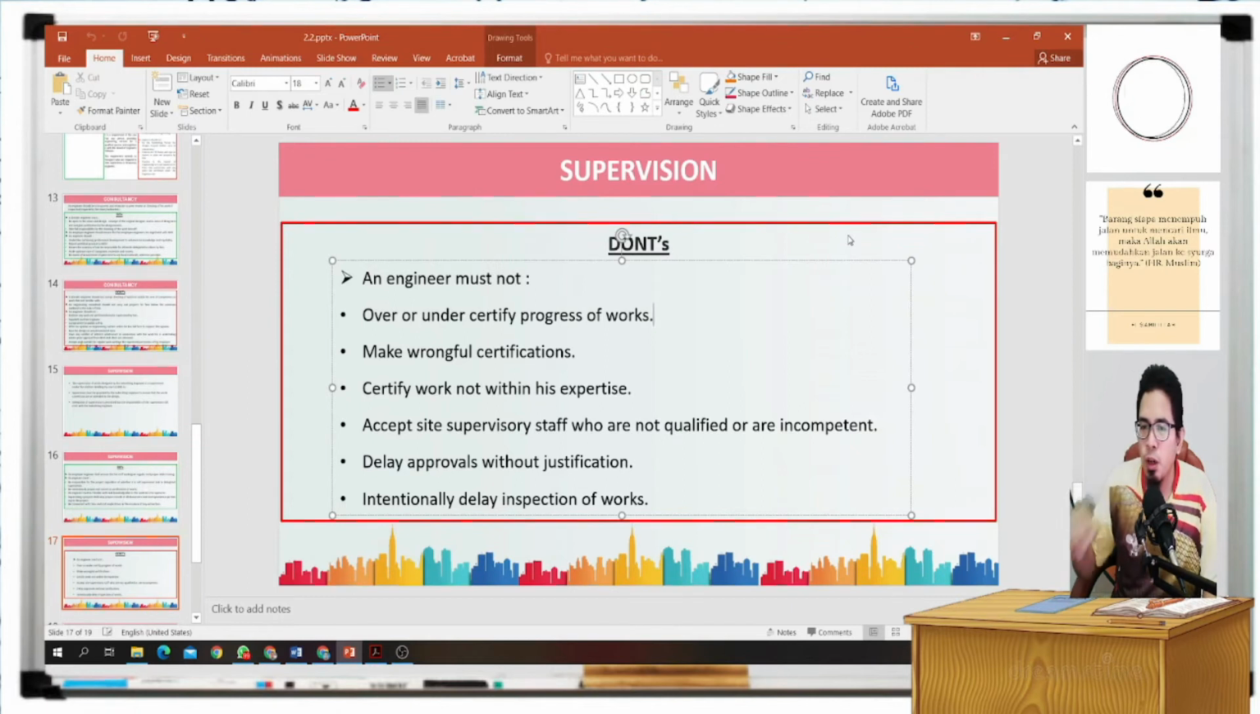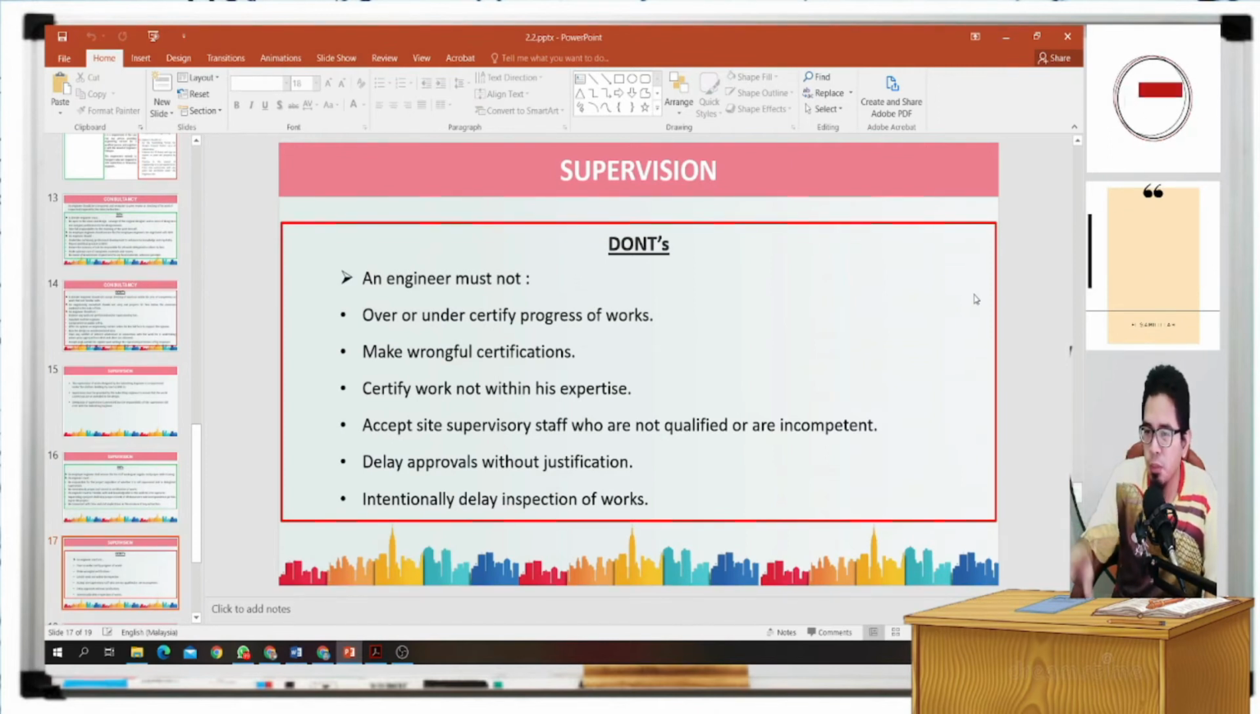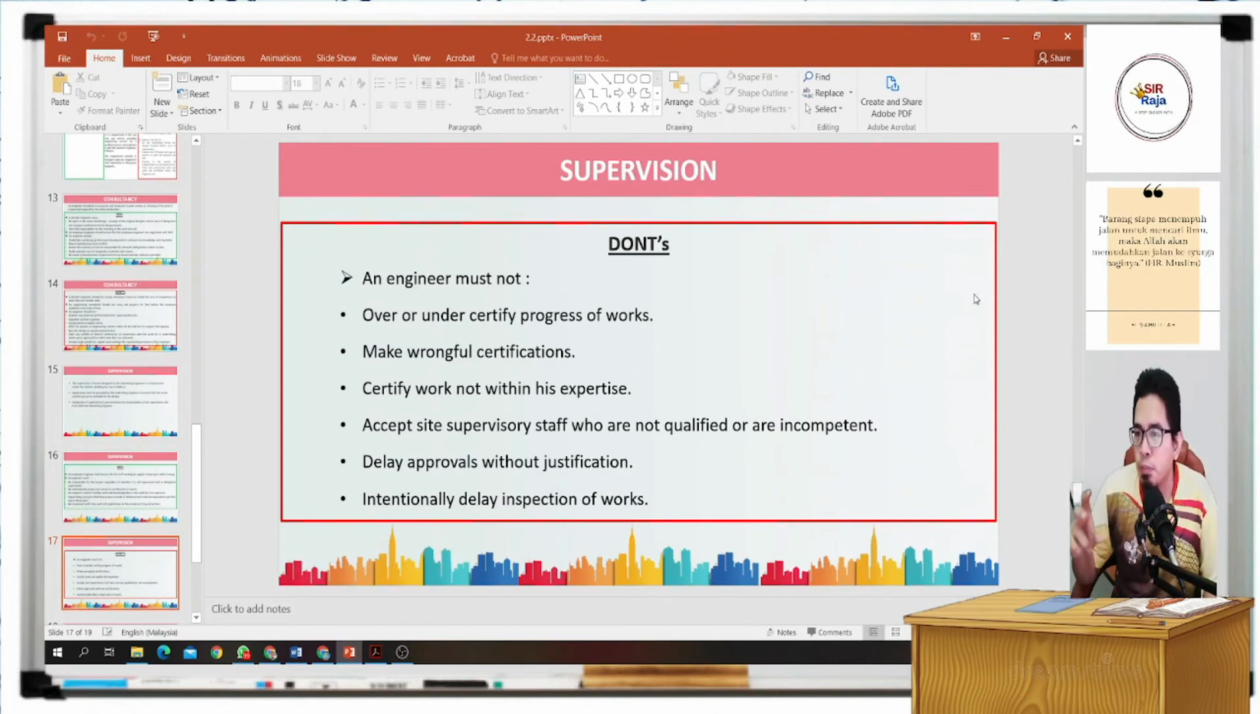So over certify means that actually the progress is here, but you say it is over that. Okay, contohnya you baru 50% tapi you sign, you certify the progress is 60%. Maknanya patutnya progress dah 50% tapi you kata 40%, you under certify dia. So kenapa kita over certify? Kenapa engineer ni over certify?